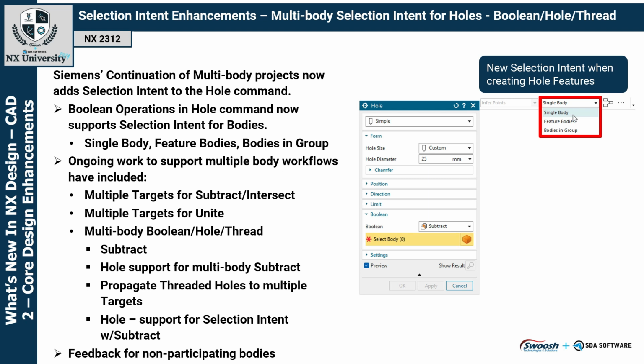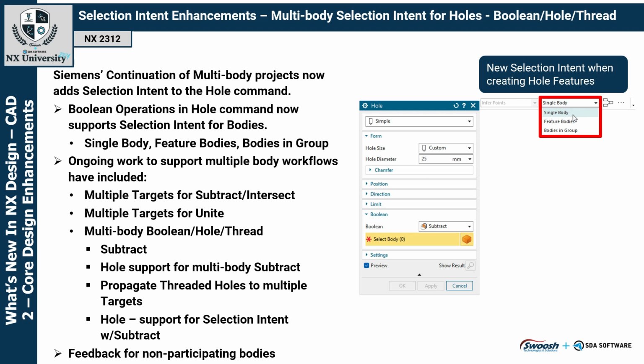Continuing with our selection intent enhancements, we have the ability to use multi-body selection intent for holes, for Boolean operations, holes, and threads. This was introduced in NX 2312. Siemens' continuation of multi-body projects now adds a selection intent to the hole command. We have Boolean operations in the hole command that can now support selection intent for bodies, such as single body, feature bodies, bodies in a group.